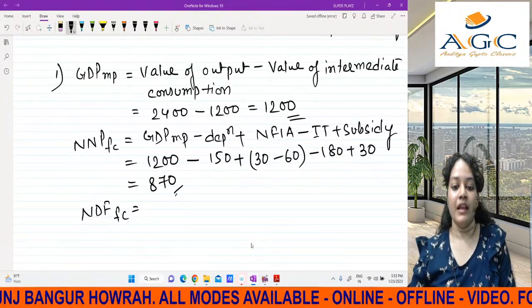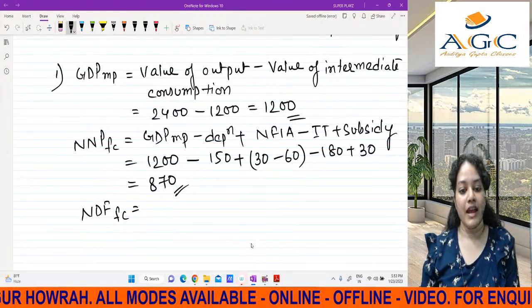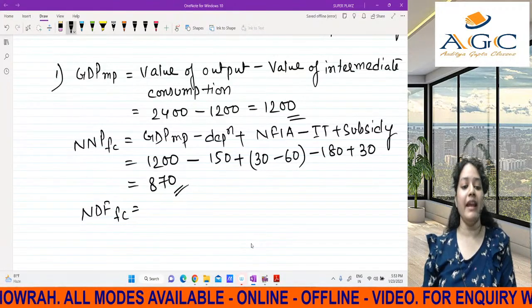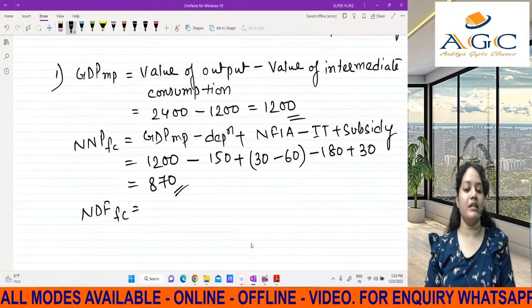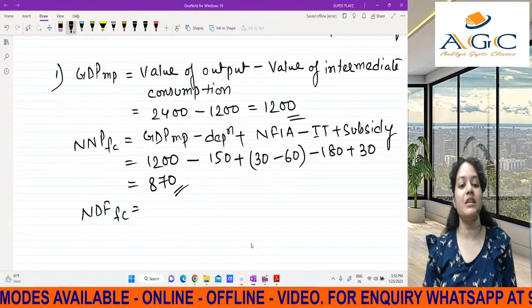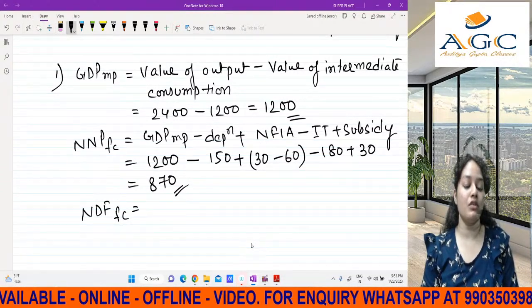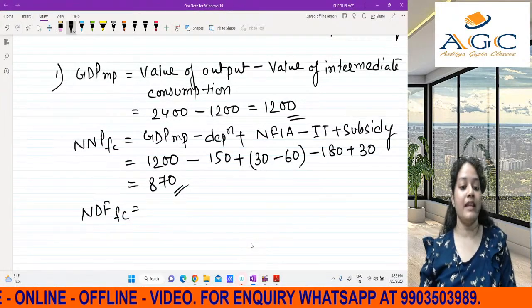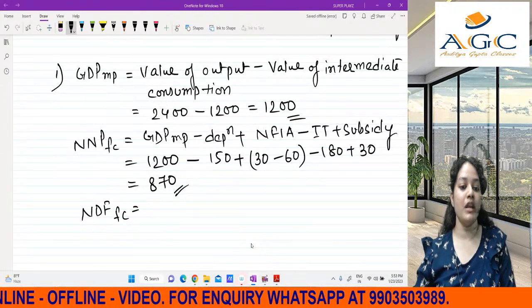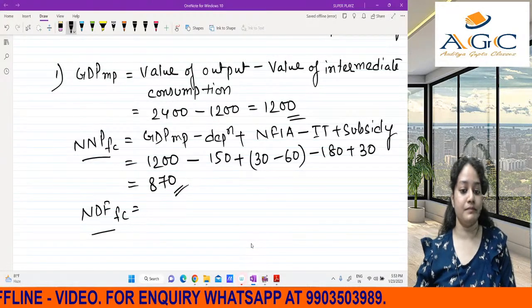Okay. After finding out your NNPFC, what is the other thing that we had to do? We had to find out our NDPFC. If we had been doing this through our income method, then the first step of the income method would have been to find out our NDPFC. But because we are not doing it through our income method, we are doing it using our output method. So we have our value of NNPFC, we have to take it to NDPFC.